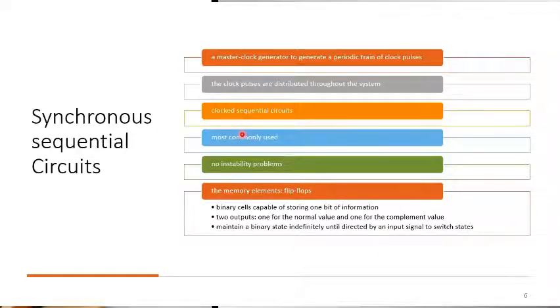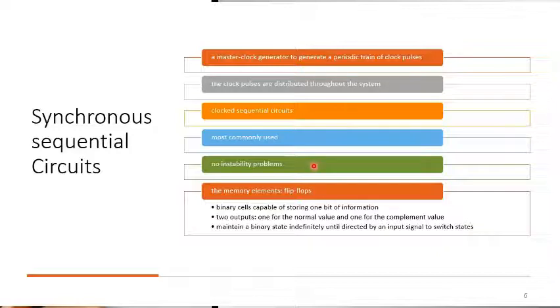The synchronous sequential circuits are the prime objective of today's lab. Basically we will be implementing synchronous circuits. A master clock generator is required. That is the basic requirement of synchronous circuits, to generate a periodic train of clock pulses. Why are these clock pulses required? Because we have to synchronize our output with some clock event, and in order to achieve synchronization these clock pulses are distributed throughout the system. These sorts of circuits are commonly used, and they have no instability or metastability problem.